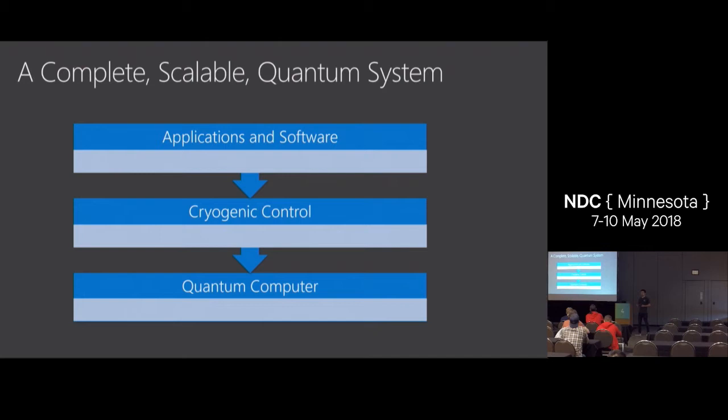So without further ado, Microsoft is building a complete scalable quantum computer. We are starting with the quantum computer at the bottom, which operates in a dilution refrigerator at something like 3 millikelvin, which is about 400 times colder than it is in outer space. We're basing this on something called a topological qubit, the first one of which hasn't yet been shown to exist in the lab, although we have strong evidence that it does exist.